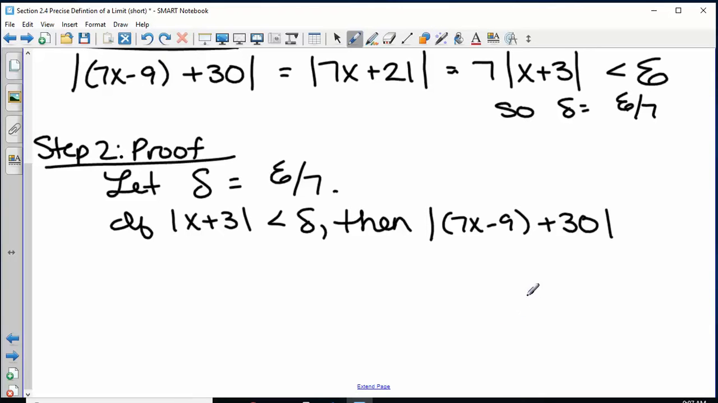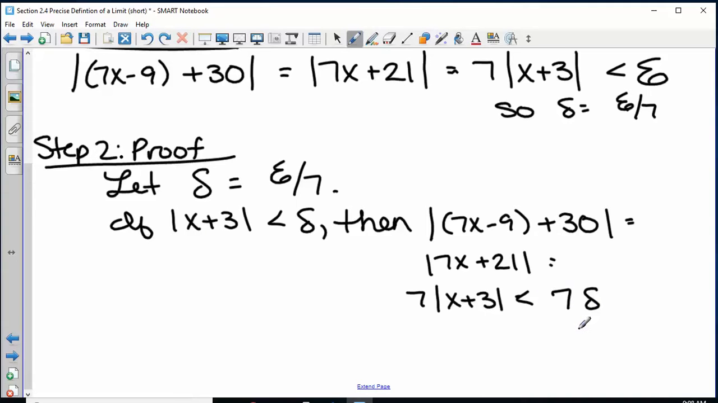And then we work this out. We're really repeating the same steps as before. So that's 7x plus 21. You can take out your 7. Well, we know the absolute value of x plus 3 is less than delta, so this is less than 7 delta. So I got my less than in there.